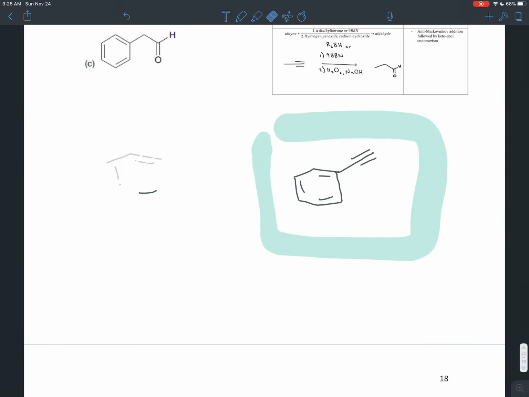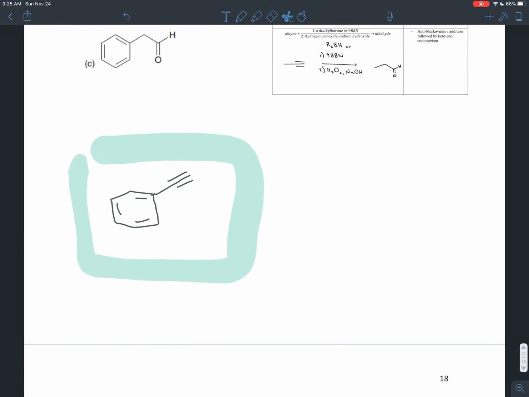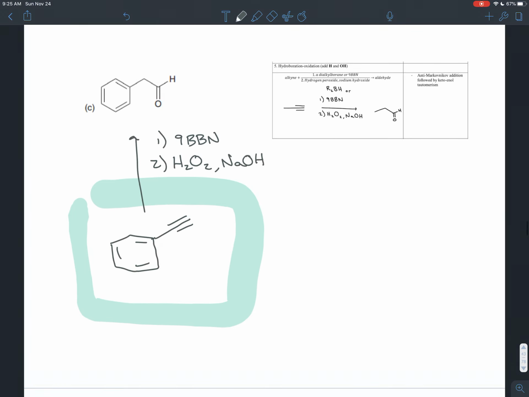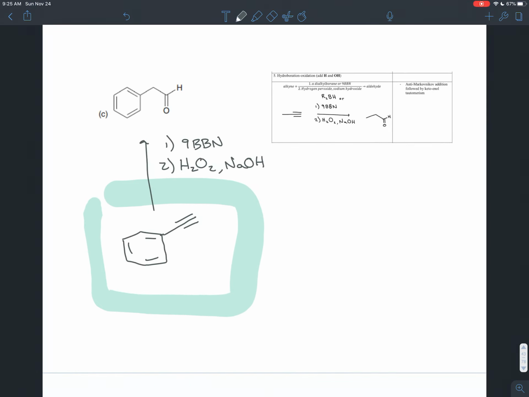If you were to treat this alkyne first with some sort of dialkyl borane, like 9BBN, followed by hydrogen peroxide in sodium hydroxide, you would end up with this aldehyde. So hopefully this gives you some sense of how you can work backwards. Whenever you see aldehydes, or even ketones, you could think, I could make that using an alkyne and hydroboration-oxidation. And hopefully now you have some practice drawing the alkyne you would need. And again, you'll see this will be an important skill when you start to do multi-step syntheses.